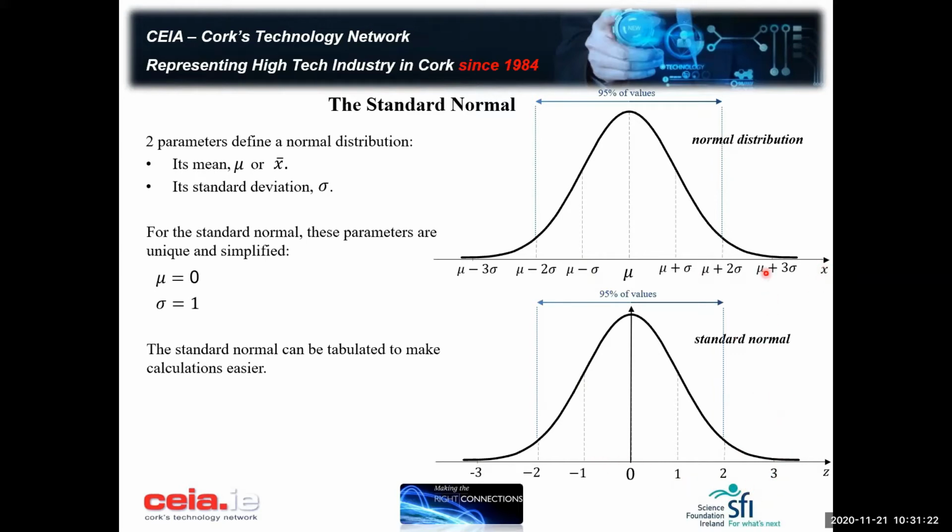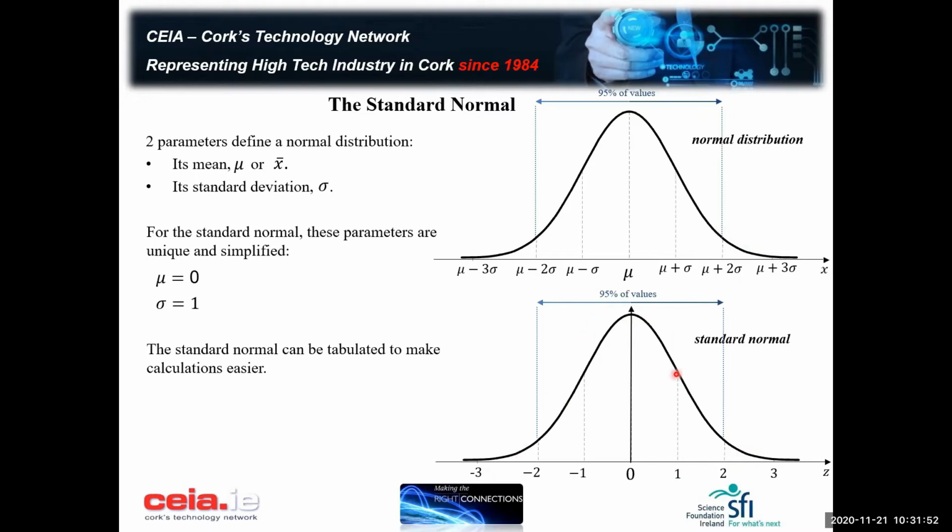And there is a one-to-one correspondence between points on the normal distribution and the equivalent point on the standard normal. The standard normal tells you how many standard deviations any point on the normal distribution is away from the mean. The reason to use the standard normal is because there's only one set of values for it.